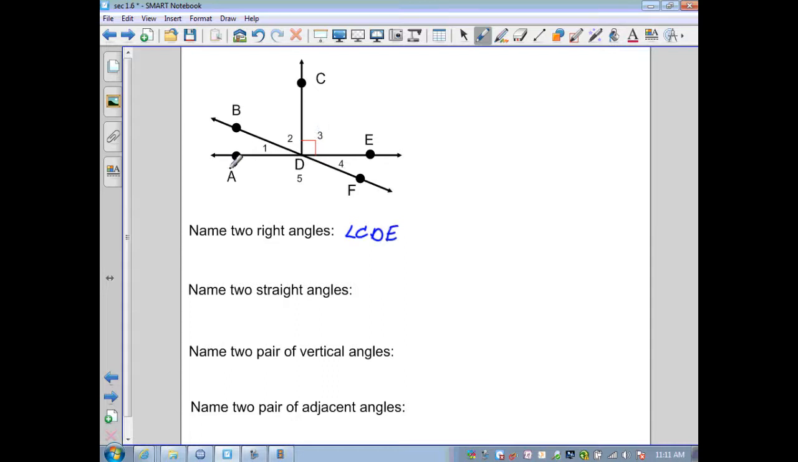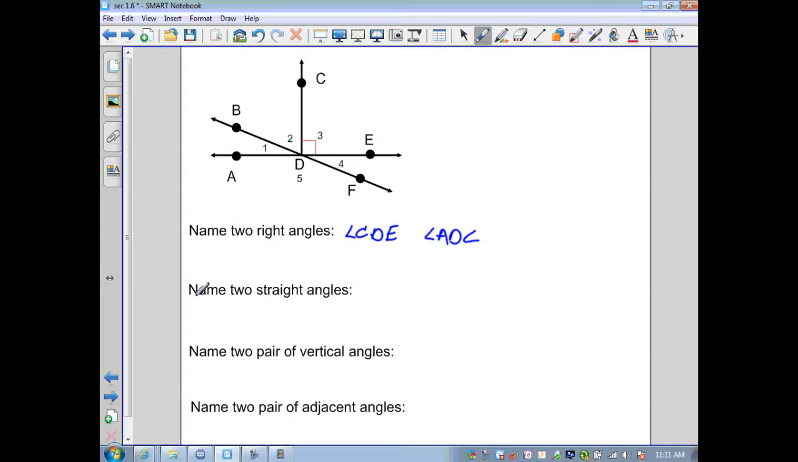But I also know that ADE is a straight angle. So if this is 90 degrees, this would have to be 90 degrees because the entire straight angle is 180. Therefore, I know that angle ADC is a right angle.